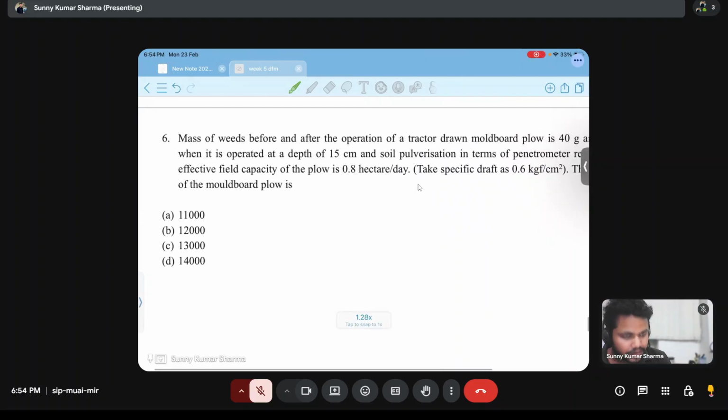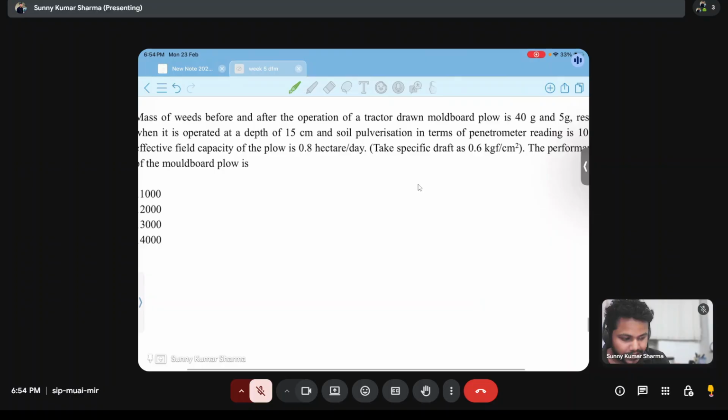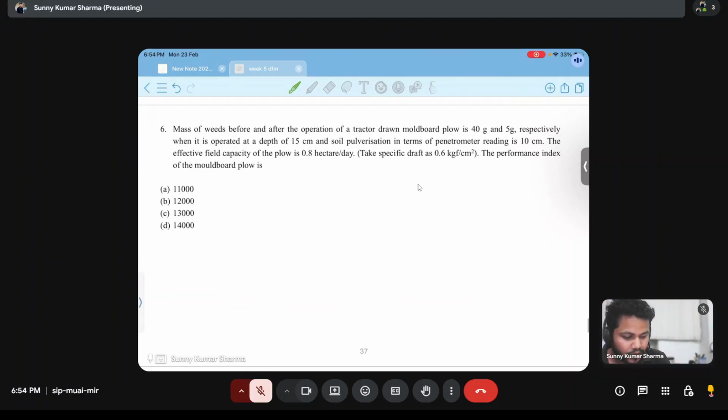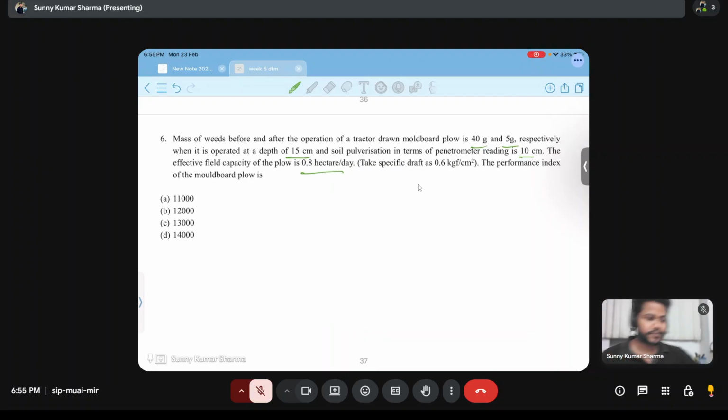So question 6: the mass of weeds before and after operation of a tractor drawn moldboard plow is 40 gram and 5 gram, when it is operated at a depth of 15 centimeter. Soil pulverization in terms of penetrometer reading is 10 centimeter. Effective field capacity is 0.8 hectare per day. What is the performance index of the mold plow? Everything is given in the same unit, so this can be calculated easily. So what value is coming?